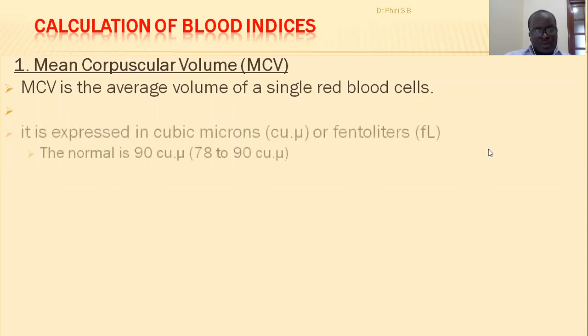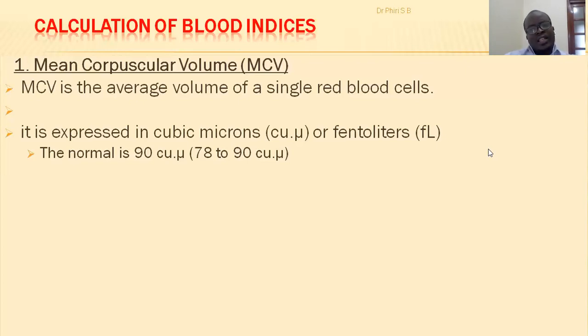So what does it entail? In terms of units, it's expressed in cubic microns. Sometimes it's also expressed in femtoliters. So you can use cubic microns or femtoliters as the unit. Remember, you really need to apply these units when you are doing these calculations because they can cost you marks if you don't put them. So mean corpuscular volume is the average volume of a single red blood cell, expressed in cubic microns or femtoliters. On average, the normal mean corpuscular volume should be around 90 cubic microns, or 78 to 90, that's a range.